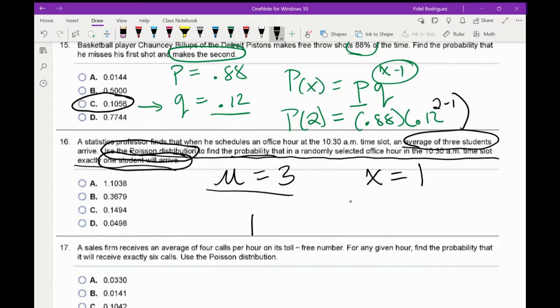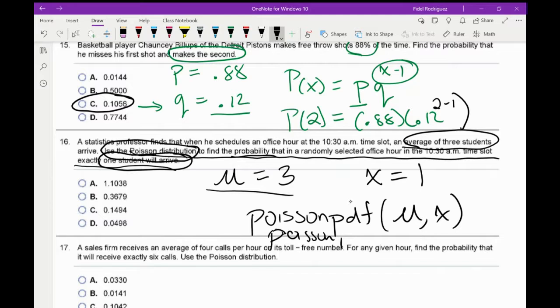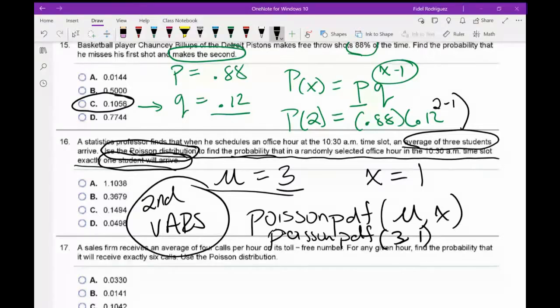I'm going to show you guys how I'm going to do this on my calculator, because this is really a big part of it. Oops, I forgot the letter D, F, and we're going to have 2 values, mu and x. So again, Poisson PDF. My mu is the number 3, and my x is the number 1. The way I'm going to do this on my calculator is I'm going to go second and then vars. Let me stop sharing this and come back to our calculator.